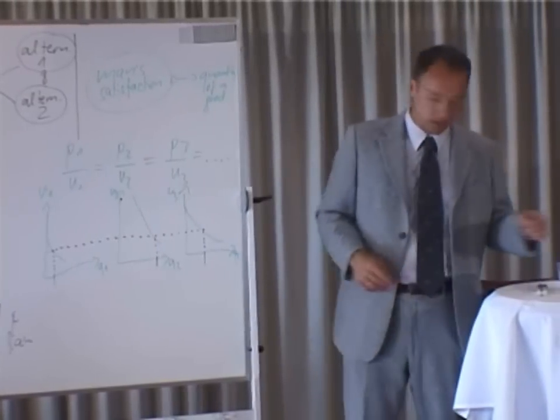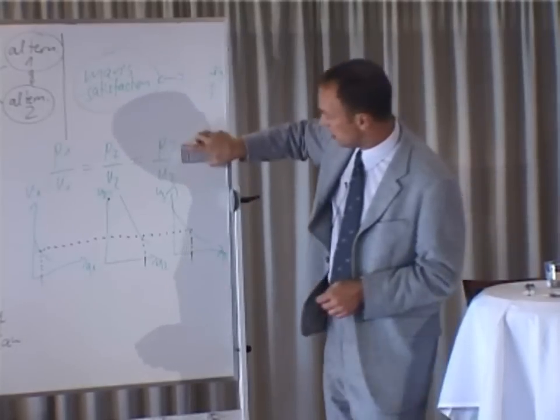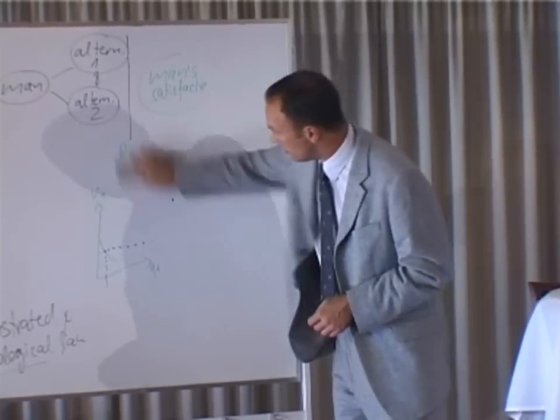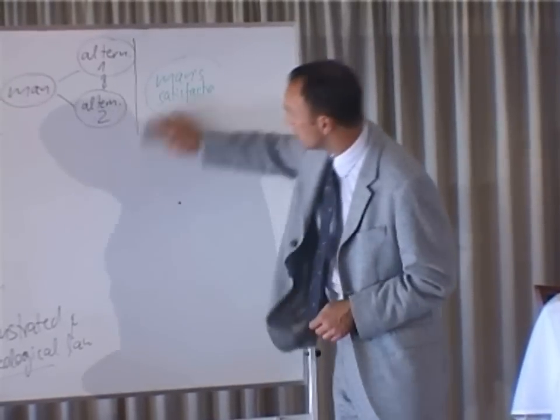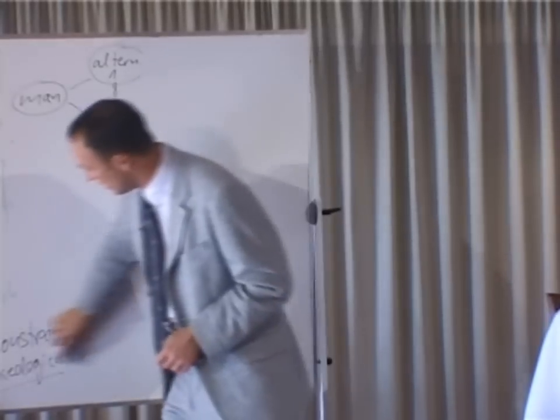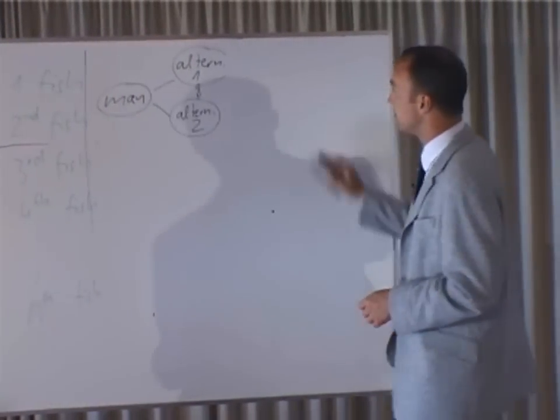So let me then, after having explained these differences between Menger's approach and Jevons and Walras's approach, let me emphasize some things in more detail.